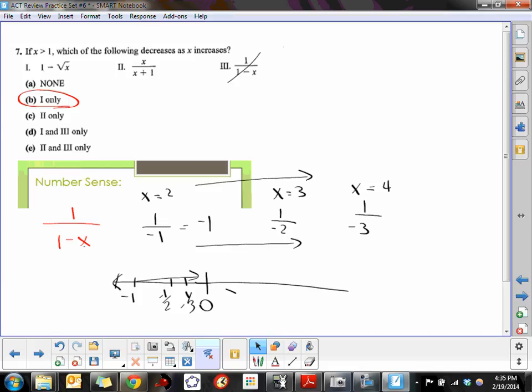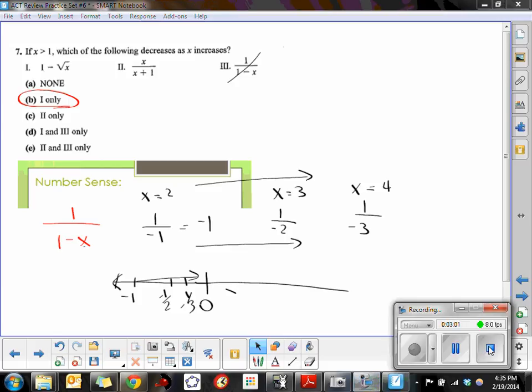So with number sense, sometimes you use some trial and error to try to get a sense of what the numbers are doing, and that'll help direct you to your solution.